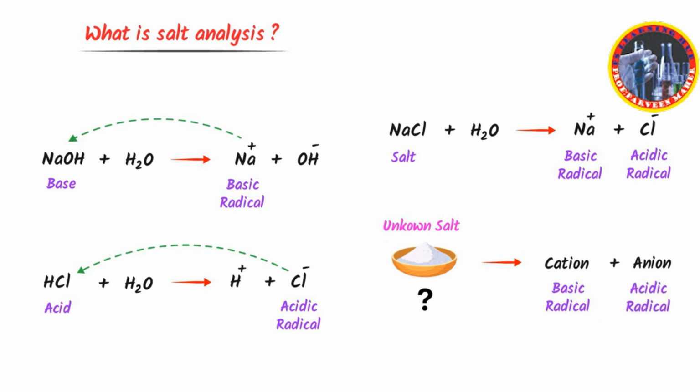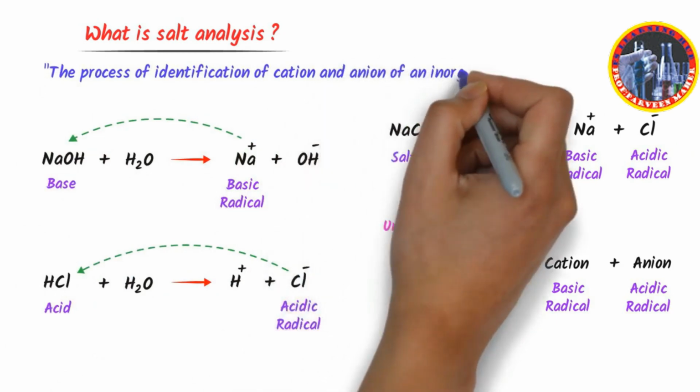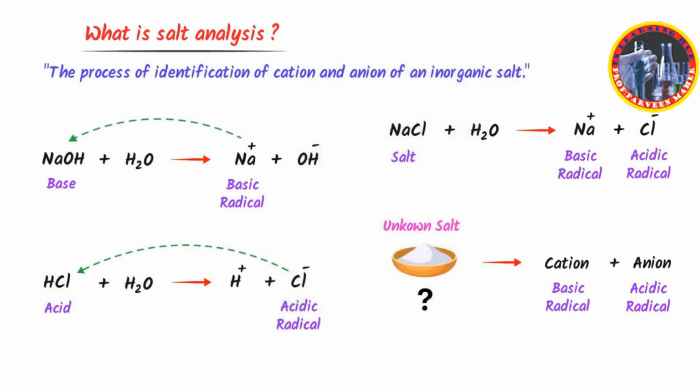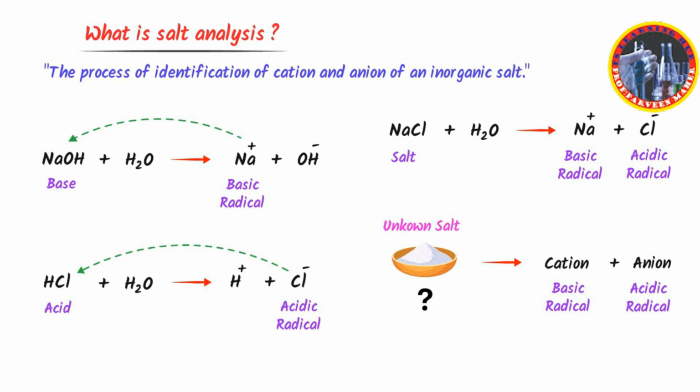Thus we define salt analysis as the process of identification of the cation and anions of an inorganic salt. Let me repeat it. The process of identification of the cations and anions of an inorganic salt is called salt analysis. Hence note down all these important points.